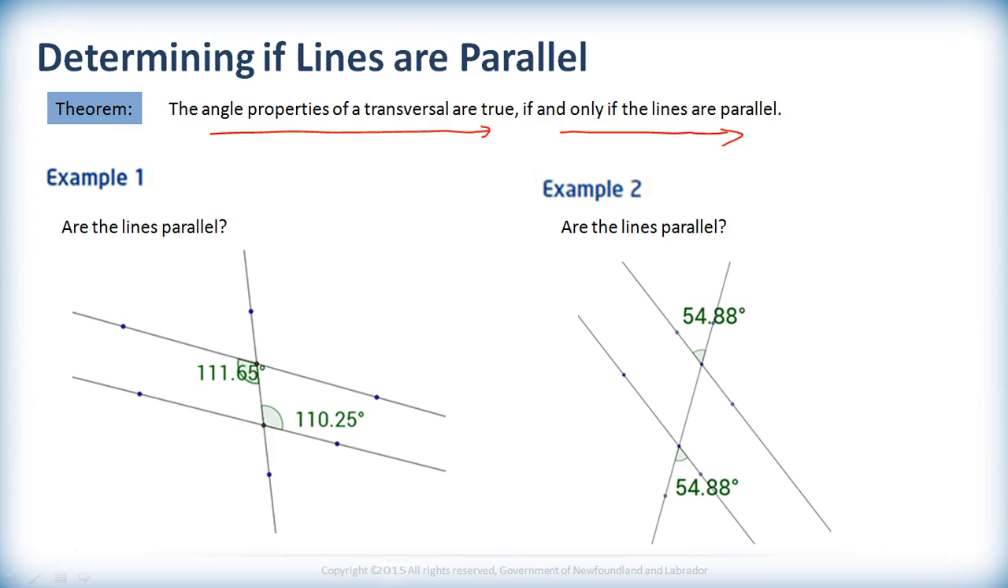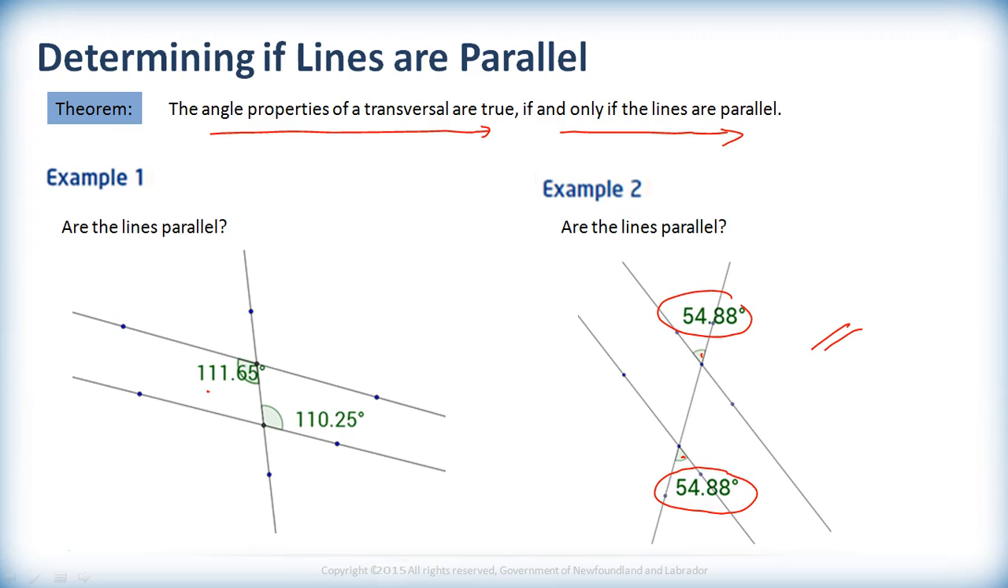So for instance, we have two examples here, and we have to determine whether the lines are parallel. And just on sight, they look pretty parallel for both of them because the angles are really close. But I can see that this angle is 54.88 and this angle is 54.88. Okay, so we're measuring these two angles and we can see that those are alternate exterior angles, and since they are equal, that means that my lines have to be parallel. That's the symbol for parallel.